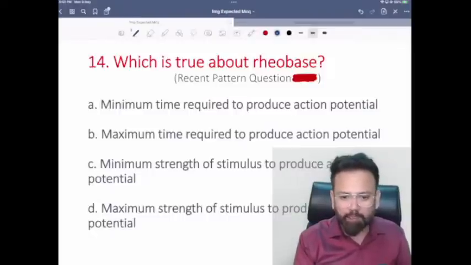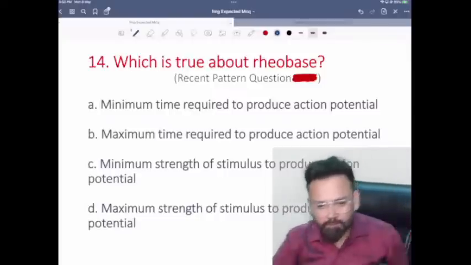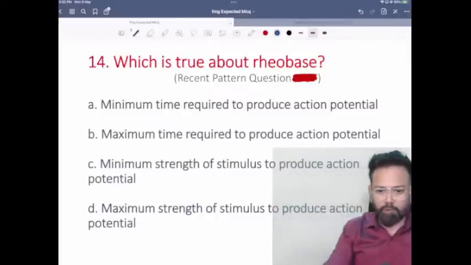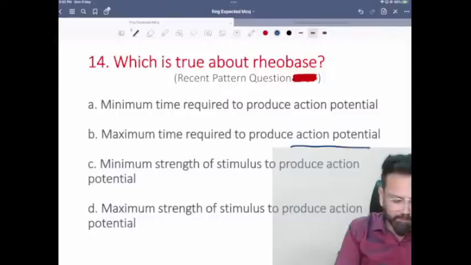Minimum time required to produce action potential. Let me, okay, now you can read. Minimum time required to produce action potential, maximum time required to produce action potential, minimum strength.